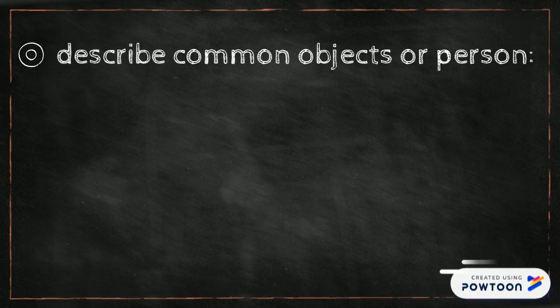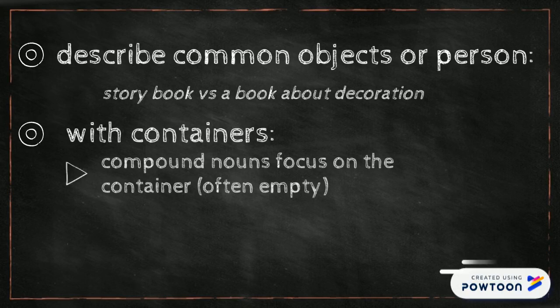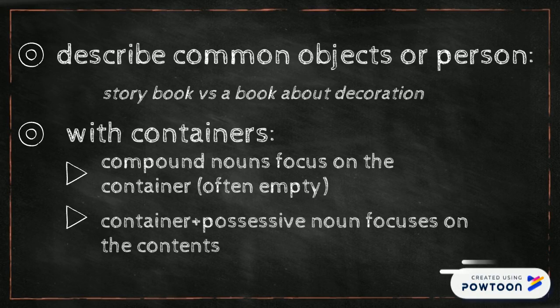We use compound nouns to describe a common class of object or person, so for instance a storybook is a common type of book. With containers, a compound noun focuses on the container, usually empty, whereas the container plus a possessive noun focuses on the contents. It's not the same, a wine glass and a glass of wine.